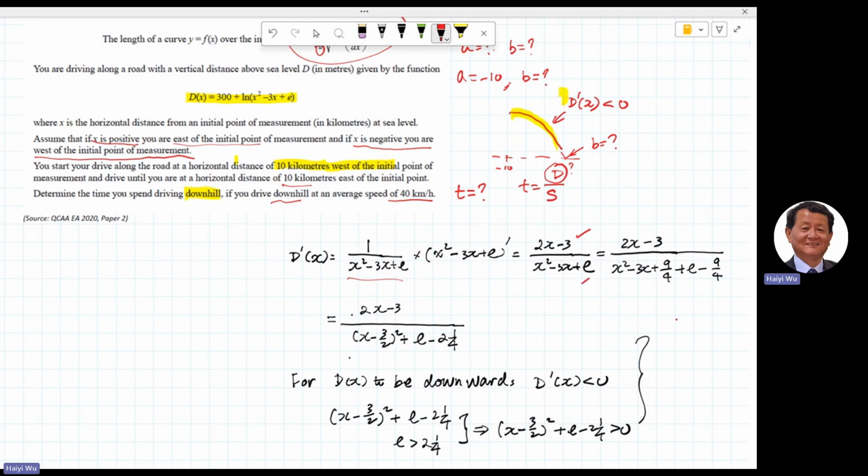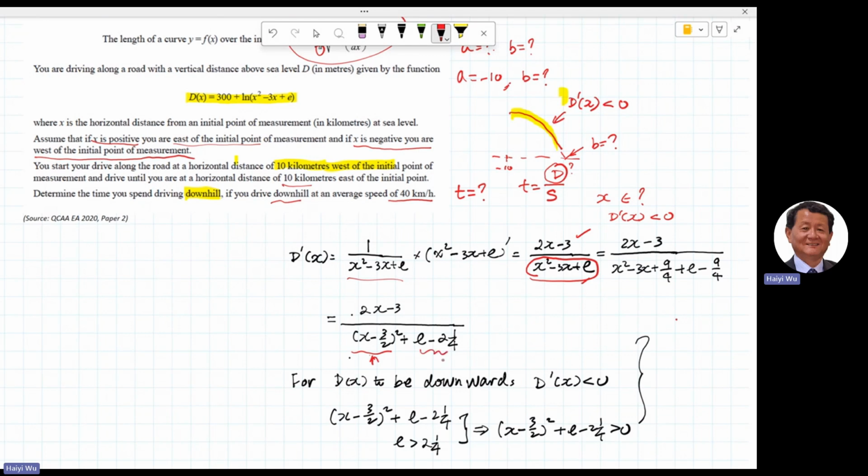But we don't know when it is negative, so we need to find where x belongs so that the derivative function is negative. We might look at the top. However, we need to prove the denominator here is always positive. So I'll make a perfect square: I add 9 divided by 4, and then minus 9 divided by 4. That becomes a perfect square, then plus e, minus 9 over 4, which is 2.25.